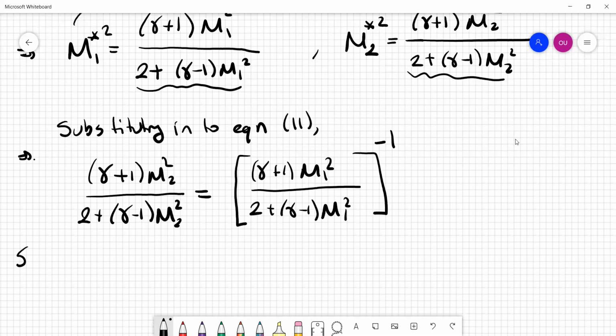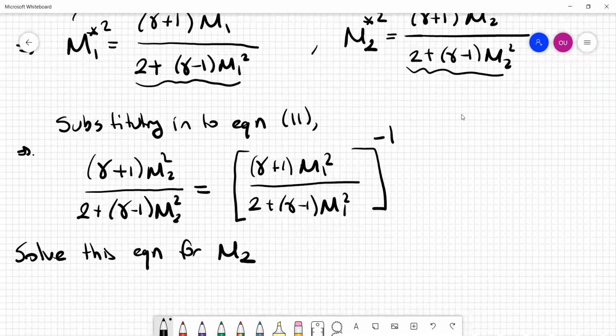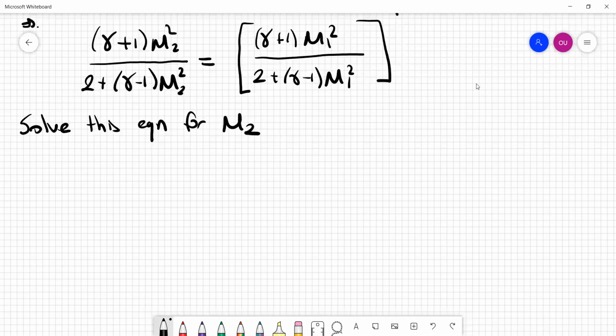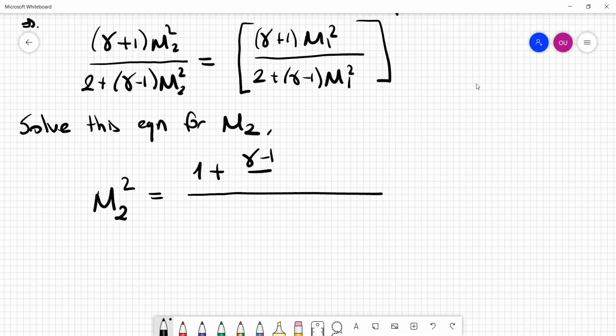Well, now if you solve this equation for M2, because I want to know the Mach number after the shock wave, here is what we get. M2 squared is equal to 1 plus (gamma minus 1) over 2 times M1 squared, divided by gamma times M1 squared minus (gamma minus 1) over 2.